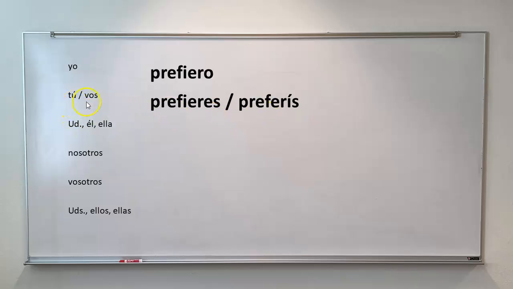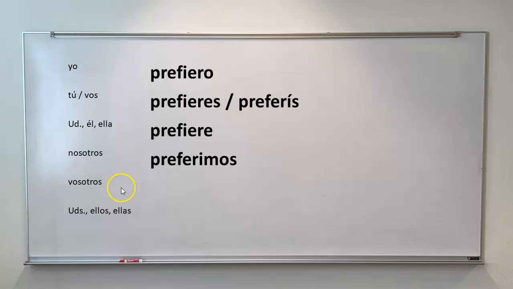Now the usted, él, ella form, we start with our root and we add the ending, which is E. And notice, again, there's the stem change right there. Prefiere. Nosotros, we prefer. How do you say we prefer? Well, for the nosotros form, there is no stem change. That's just the rule. Preferimos, we prefer.